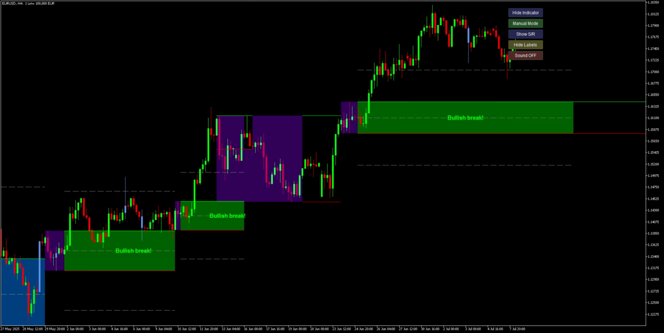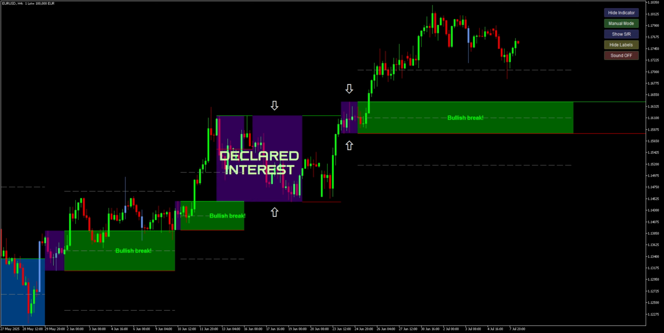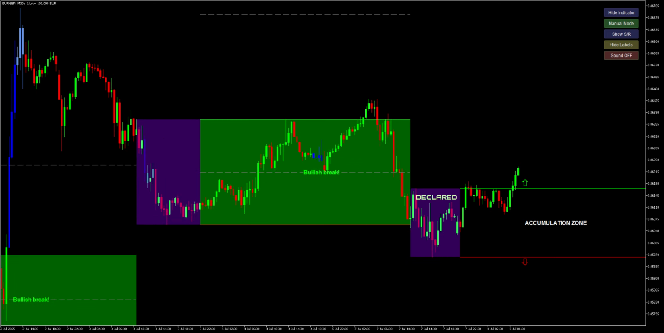What does the indicator show? Purple rectangles mark periods of high market activity, when the highest number of contracts is executed. These zones are known as declared interest zones. After this, activity decreases, forming a phase of accumulation. A new trend emerges when the market exits this phase.